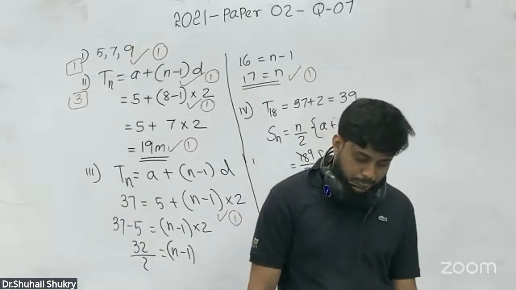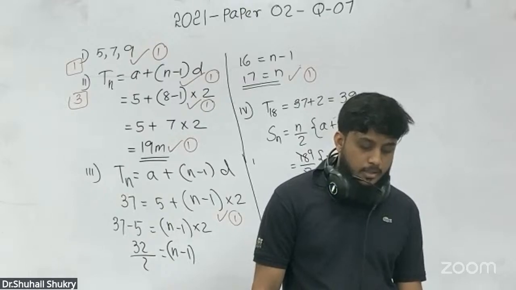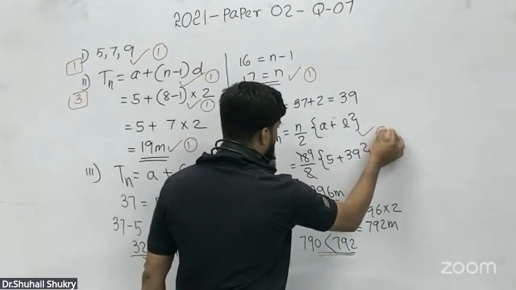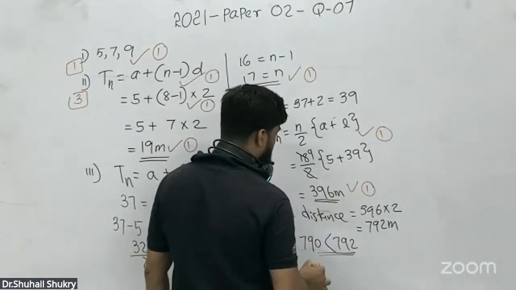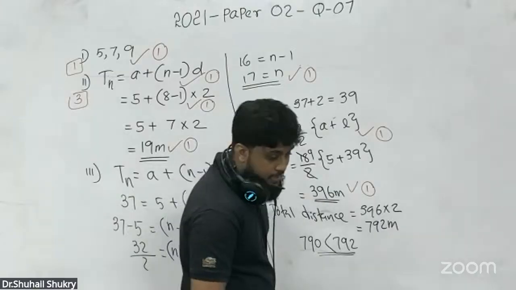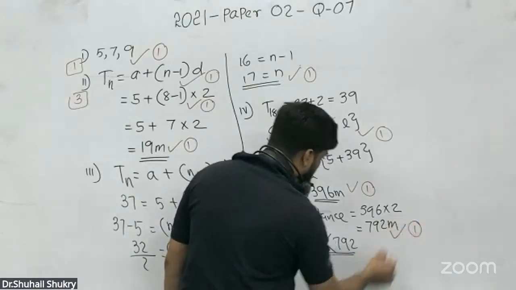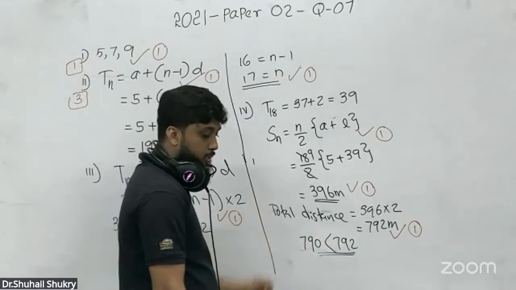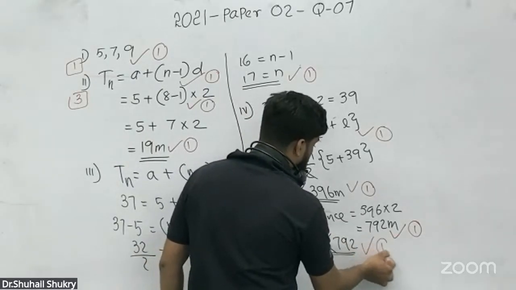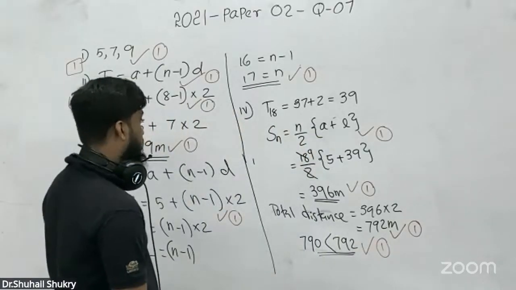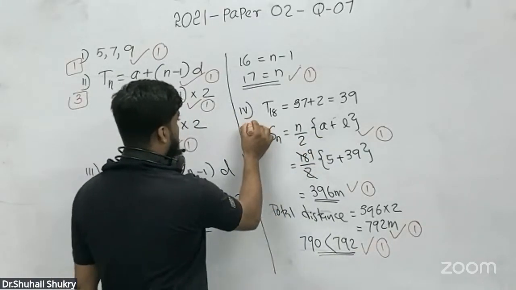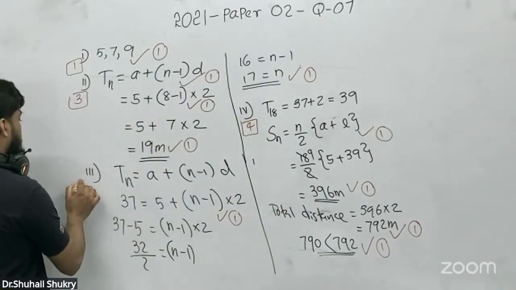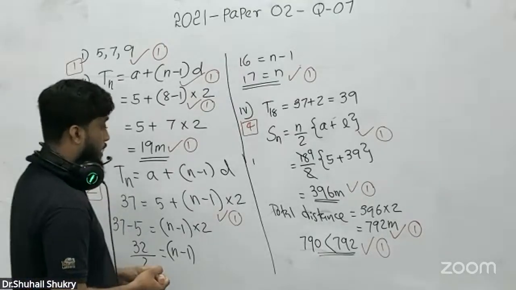And the next one. They have asked this one. For substitution, they have given 1 mark. For getting 396, they have given 1 mark. And for getting 792 meters, they have given 1 mark. After that, for showing that 792 is more than 790, you get 1 mark. Then 1, 2, 3, 4 marks they have allocated for the last question. Only 2 marks for the other question. So this is the way they have given 10 marks for this.